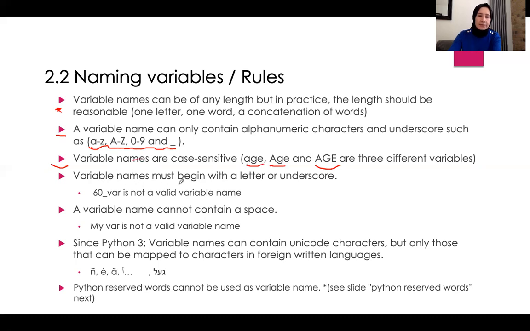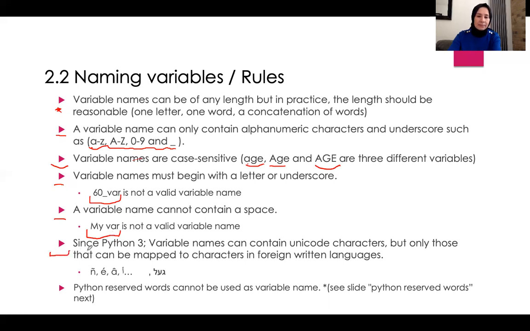And variable names must begin with a letter or underscore. So let's look at this example here. When you start your variable with a number, it's not going to be a valid variable name. You can't start your variable name with a number. A variable name cannot contain a space. Let's look at this example here. When you type this as a variable name, the system will complain about it because it's not a valid variable name.